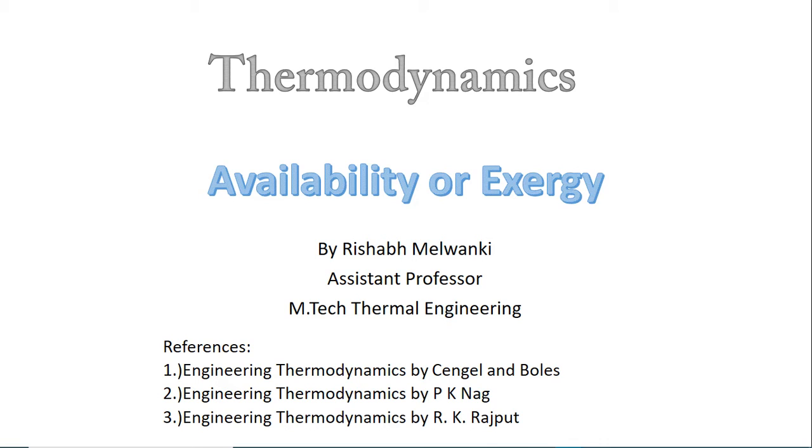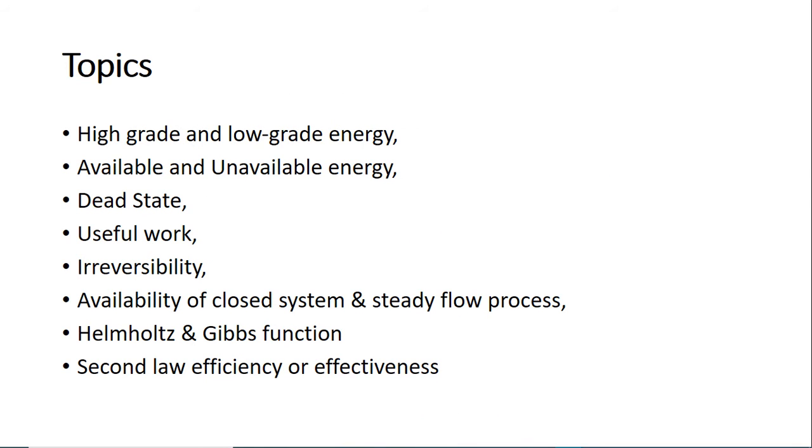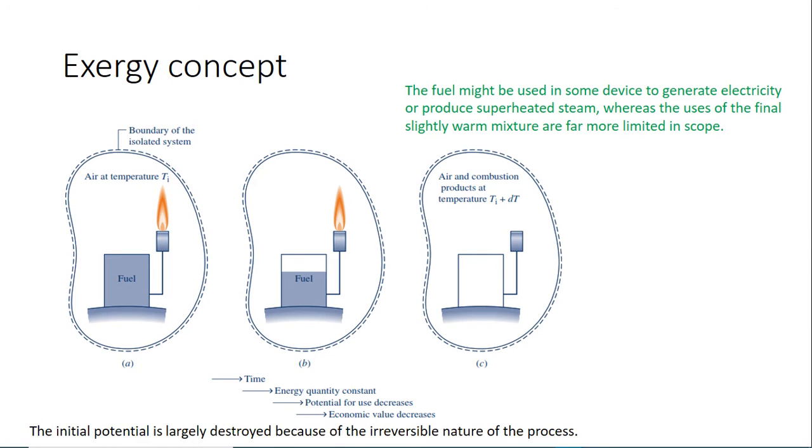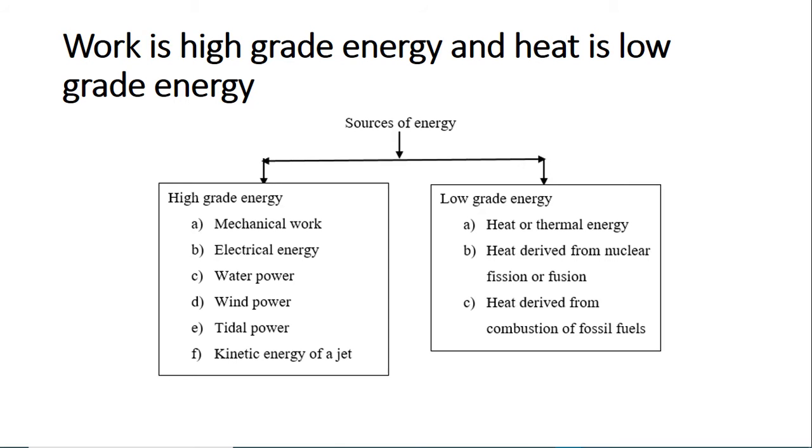We started with availability or exergy in the last lecture and will continue with the derivations. We have seen the concept of exergy. Basically, exergy is the property that quantifies potential for use. We had seen the difference between high grade and low grade energy. Work is high grade energy and heat is low grade energy. We have seen the reason for this.